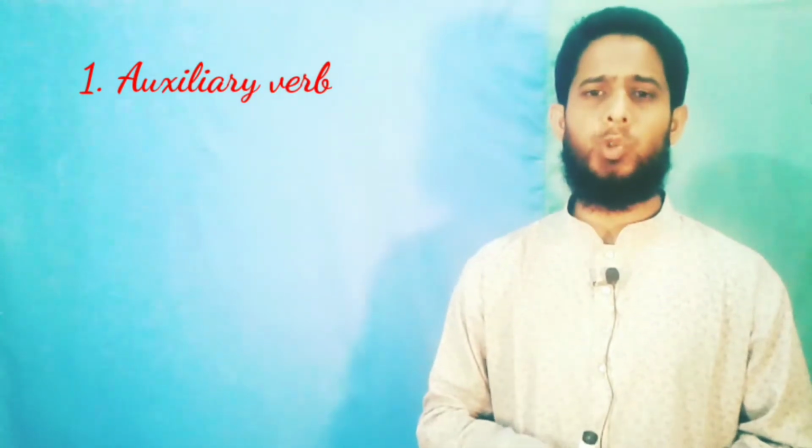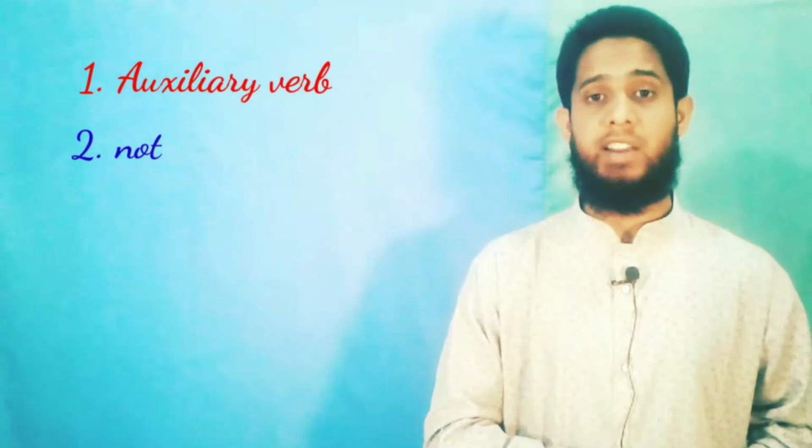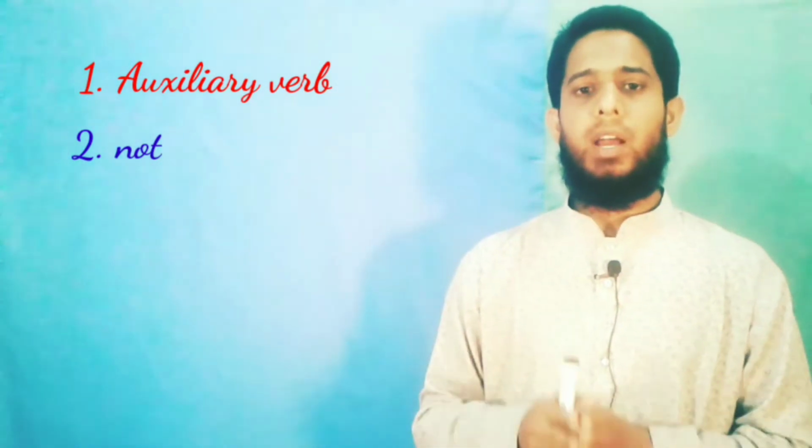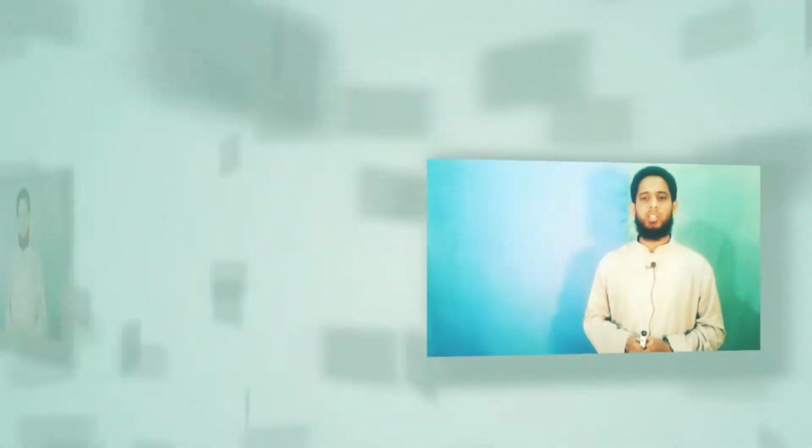Before going through the sentences, we should know some basic rules of changing sentence from affirmative to negative. Number 1, you need an auxiliary verb. If there is an auxiliary verb in the sentence, you must use that auxiliary verb. If there is none, you have to choose from the auxiliary verbs do, does and did according to the rules. Number 2, you need to add not with that auxiliary verb. And number 3, you may need to use opposite word. Now let's get started one by one.